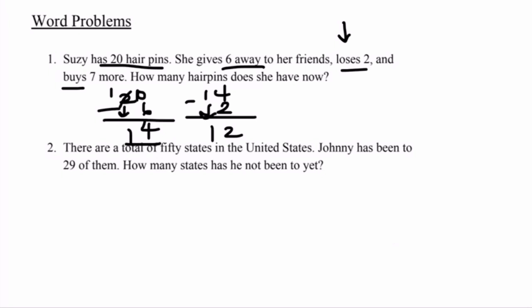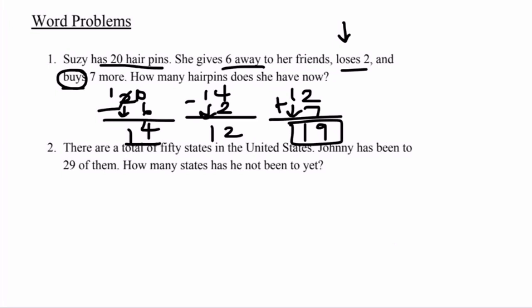However, she buys 7 more. Therefore, we need to add 7 to our pre-existing amount of hair clips. 12 plus 7. 7 plus 2 equals 9. We bring down the 1. We have a total of 19. Susie has a total of 19 hairpins after giving 6 away to her friends, losing 2, and buying 7 more.